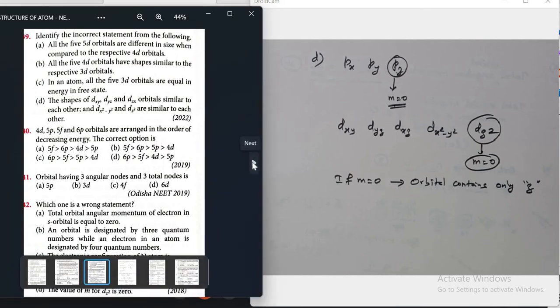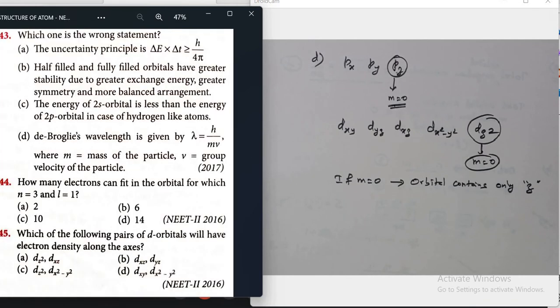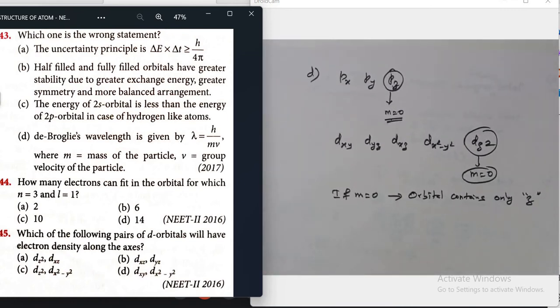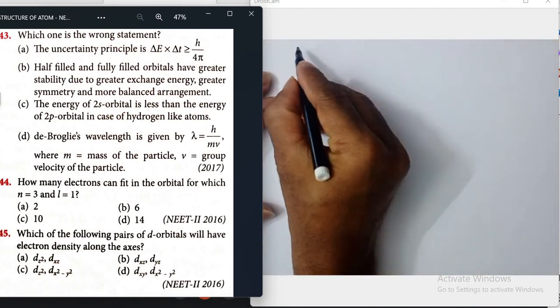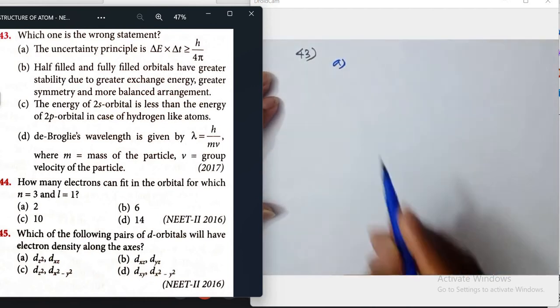Yeah, let me go to the next question. See this one, question number 43. Which one is the wrong statement? You need to identify the wrong statement. Option A, the uncertainty principle is delta E into delta T is greater than or equal to h by 4 pi. Yes, that is the correct statement.